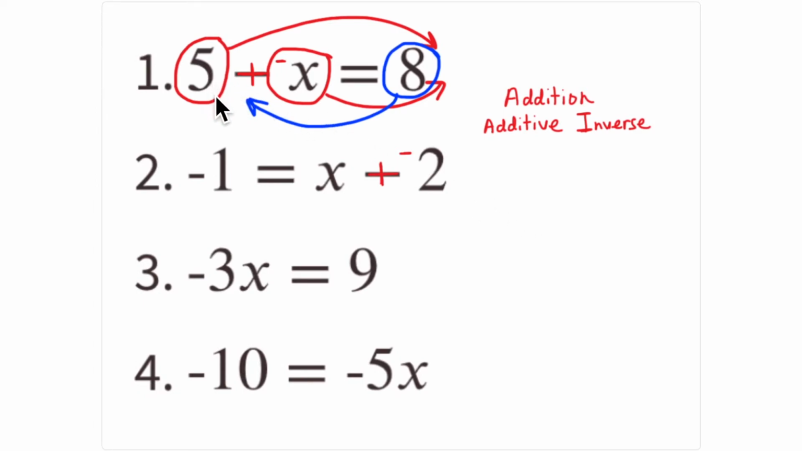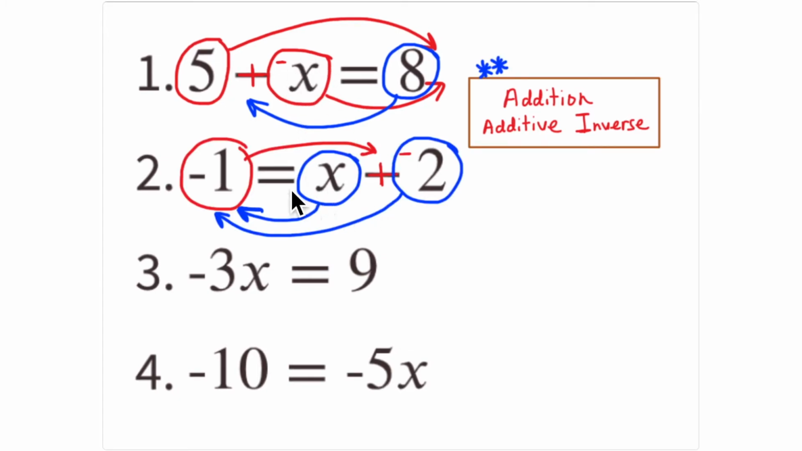We can add the additive inverse of a positive 5, which is a negative 5. So that negative 5 is going to show up on the other side, and this is going to become 0. 5 plus negative 5 is 0, for example. We can remove the 8 on this side, and it shows up on the other side as a negative 8 because we're adding negative 8. Or move this x to this side, it's going to show up as a positive x because we're adding a positive x plus this negative x to make this 0. Same for number 2. We can remove this negative 1 by adding a positive 1.